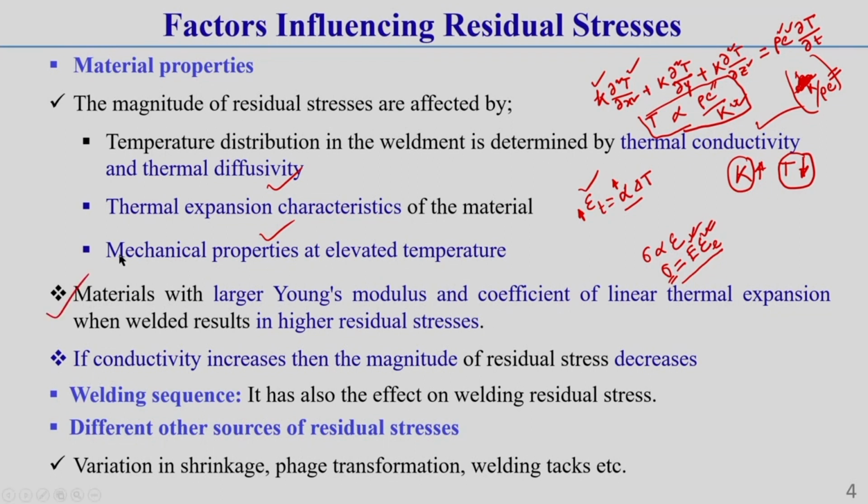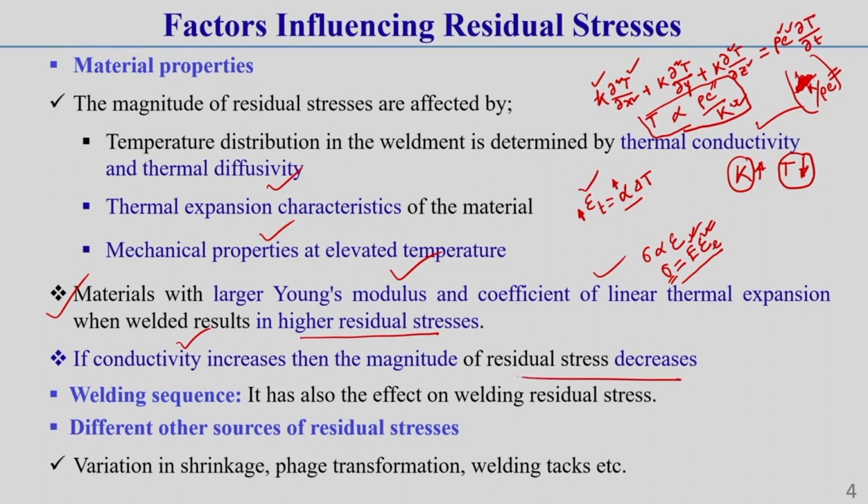Material properties, especially a material with large Young modulus and coefficient of linear expansion, that means alpha, then this welded residual stress will be higher in magnitude. This you should keep in mind. Also, I have written, we have observed that thermal conductivity has an inverse effect on temperature distribution. That means higher the thermal conductivity, lower the temperature magnitude. So, lower will be the thermal expansion and contraction, then lower will be the residual stress. That is why here I have written, conductivity increases, residual stress decreases.